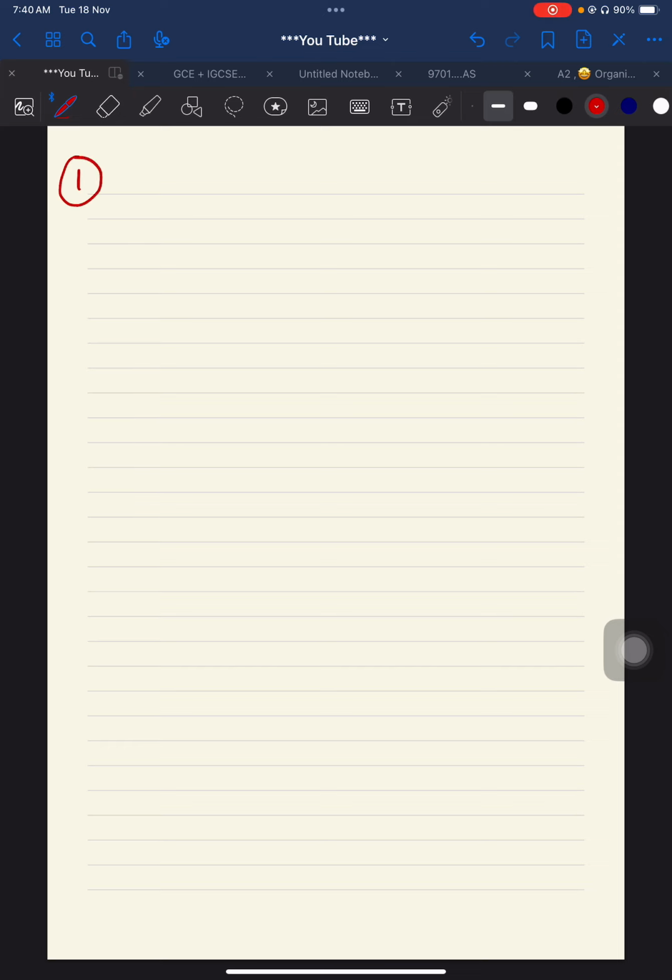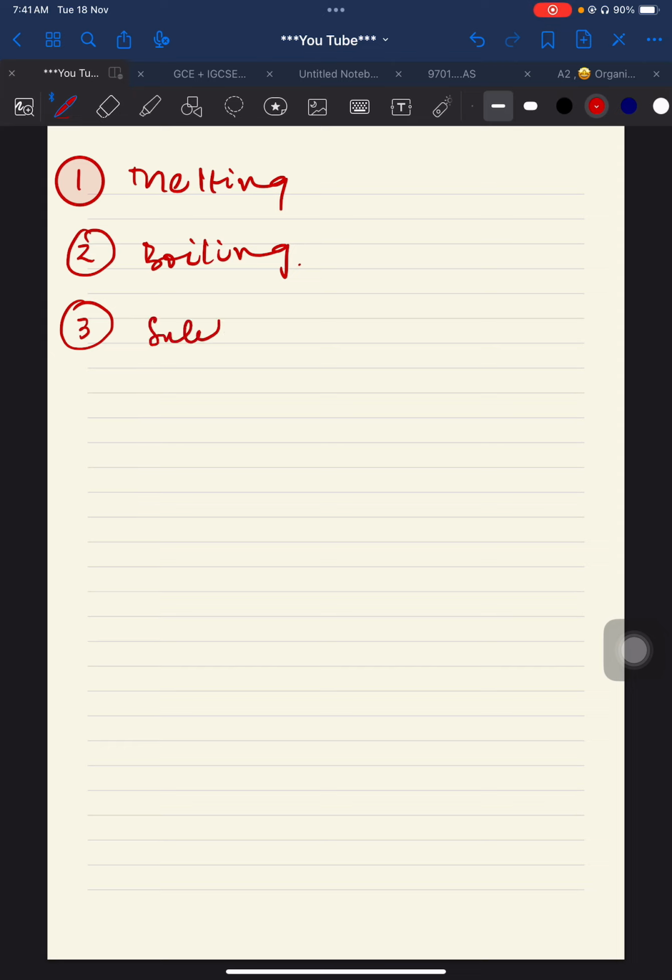After endothermic, number one was melting, and number two is boiling. We may consider these physical changes as one, but for your convenience, I'm writing them separately, as these are processes happening by absorbing heat energy. So this is sublimation as well.